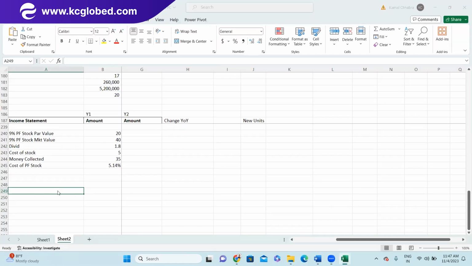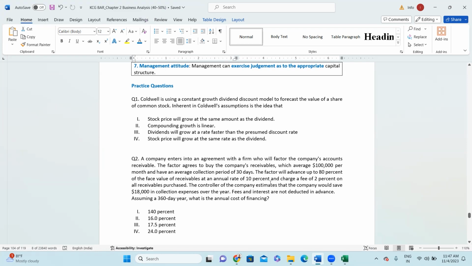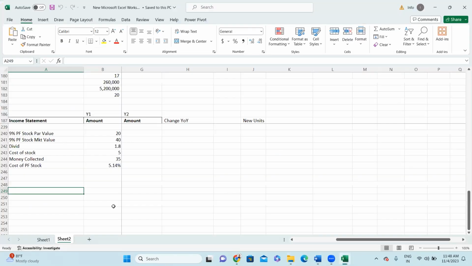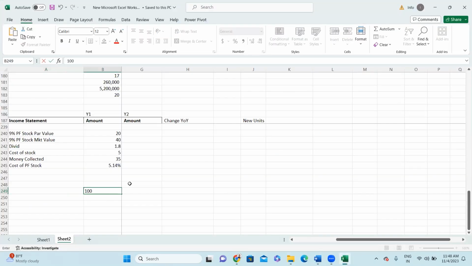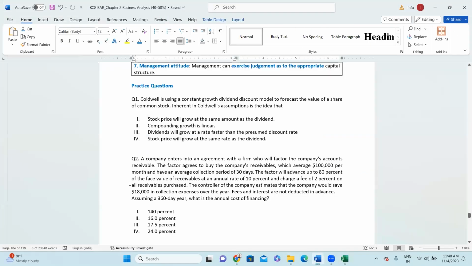Yeah. So let's go back to the question. What are they saying? The average is 100,000 per month and have an average collection period of 30 days and the factor will advance up to 80% of the face value of receivable at the annual rate of 10% and charge a fee of 2% on all receivable purchased. That means 20% discount has been given instantly, right?